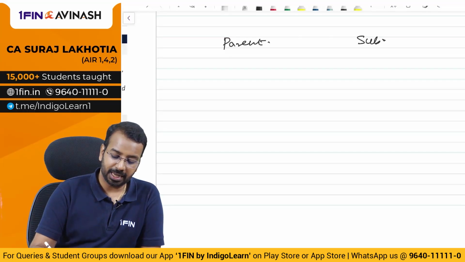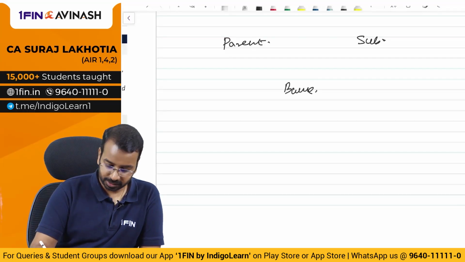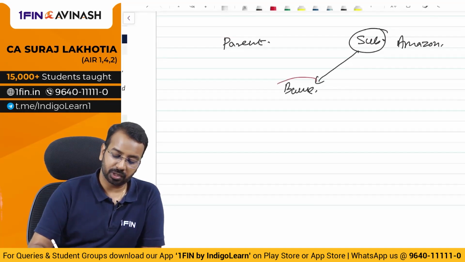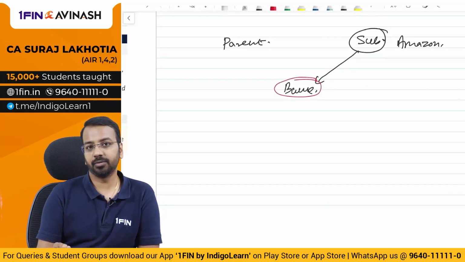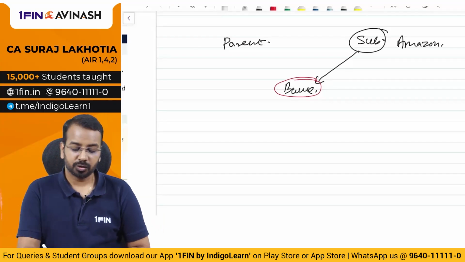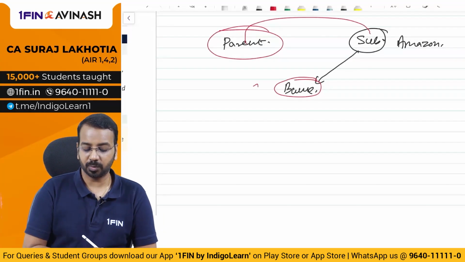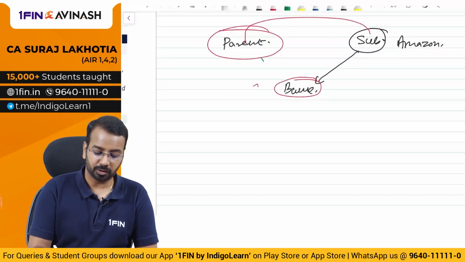Parent and subsidiary is there, and there is a bank. Subsidiary wants to take loan from this bank. Let us say this is Amazon. Amazon is loss making. So the bank says, I will not give you loan. Or even if I give you loan, I will charge a very high rate of interest. So Amazon goes to its parent company, saying that this bank is not giving me loan. What do I do? Parent says, okay, I will talk to the bank.